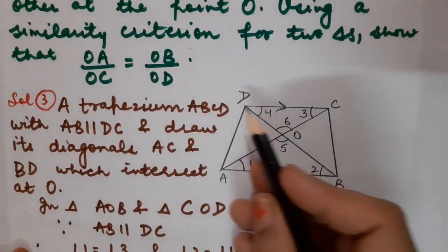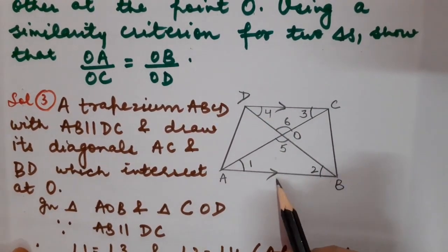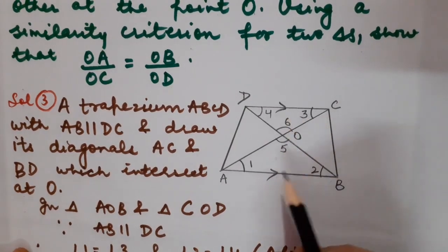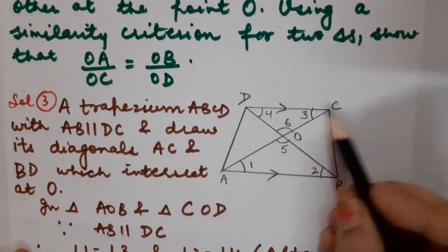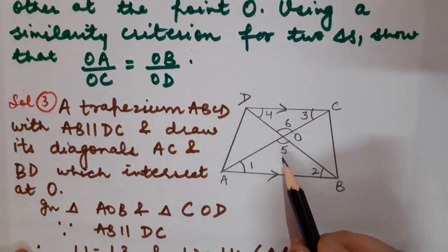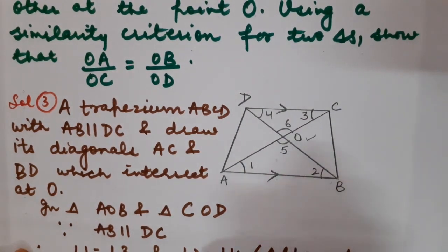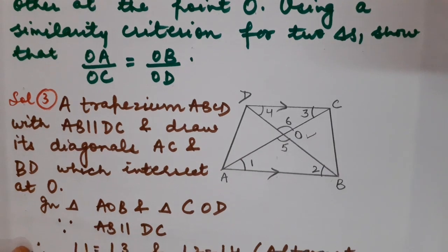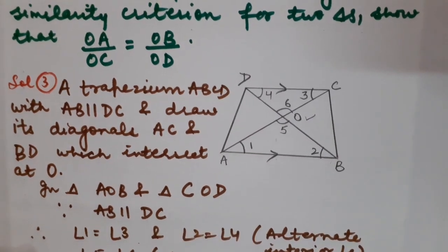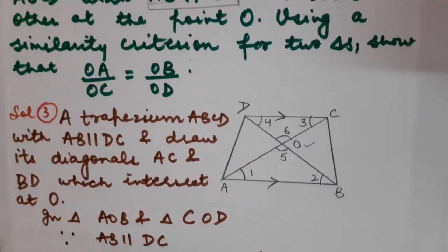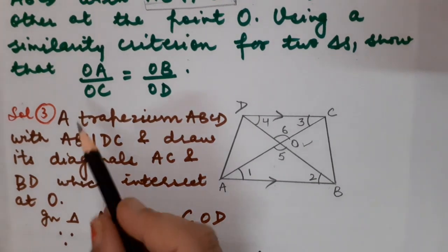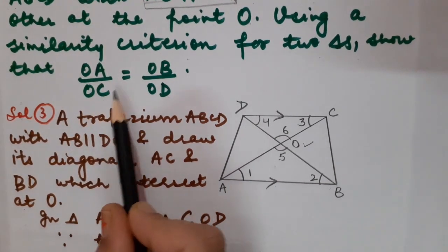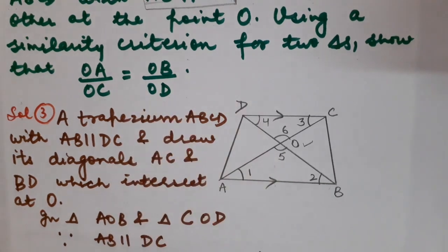This is ABCD, a trapezium. Here through this arrow symbol you can judge that AB is parallel to DC. And diagonals AC as well as BD are going to intersect each other at point O. Fine. Now children, I have to apply any of the similarity criteria to prove that OA upon OC is equal to OB upon OD.